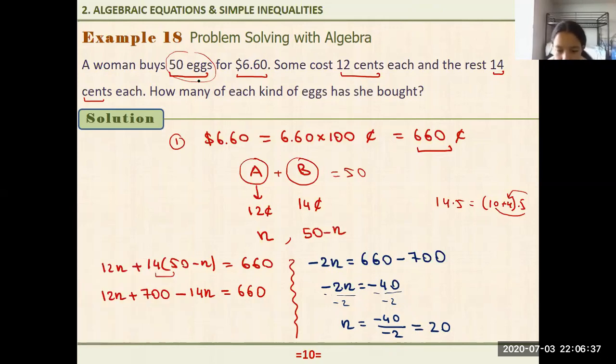The question is, how many of each kind of eggs has she bought? So the answer is, she bought the first kind, right? The first kind is n, that is 20. And the second kind is 50 minus n, 50 minus 20, that is 30. From the first kind, she bought 20 eggs. From the second kind, that is 30. So these are the answers. So here I need to write dot, dot, dot. It is 20 and 30. Okay? Good.